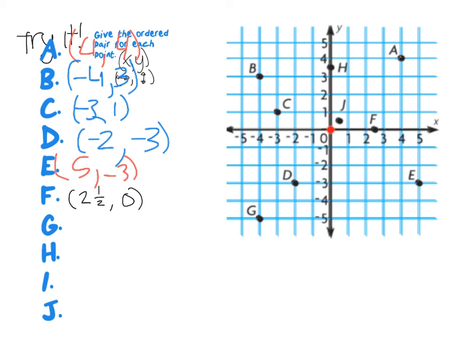So starting at 0, across first, -1, -2, -3, -4. Let's add that. -4. And then coming down, so again, -1, -2, -3, -4, -5.